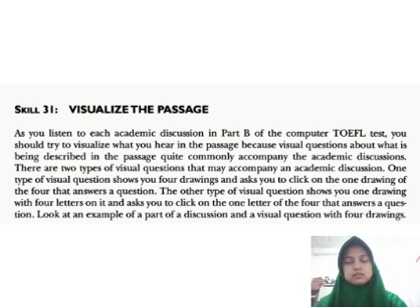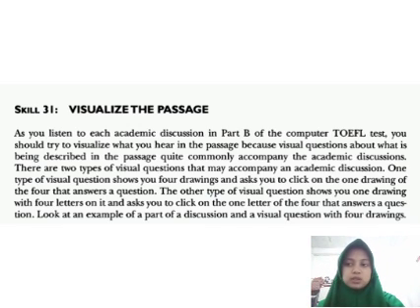So the next skill, or strategy number 31, is to visualize the passage. As you listen to each academic discussion in Part B of the computer TOEFL test, you should try to visualize what you hear in the passage, because visual questions about what is being described in the passage quite commonly accompany the academic discussion. There are two types of visual questions that may accompany an academic discussion. One type shows you four drawings and asks you to click on the one drawing of the four that answers a question.